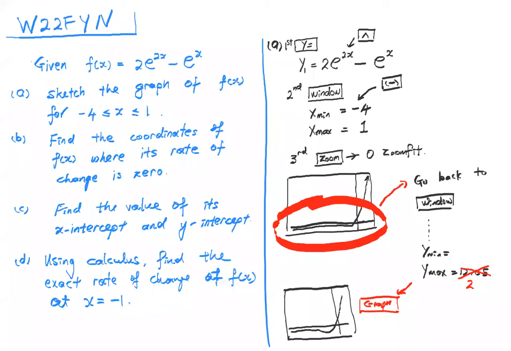Okay. So for part B, there is a way for us to find the coordinates of f(x) where its rate of change is 0. What do you mean by rate of change is 0? That means I'm talking about my f'(x) equal to 0. So that is the meaning of rate of change equal to 0. It happens at the stationary point. And this point, we call it local minimum.